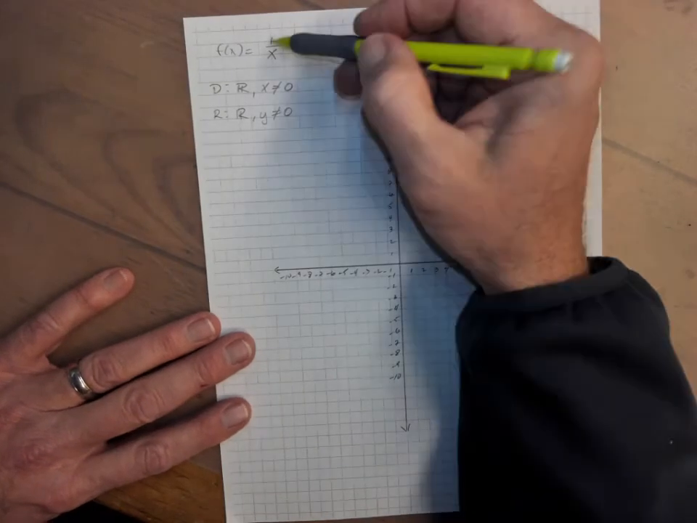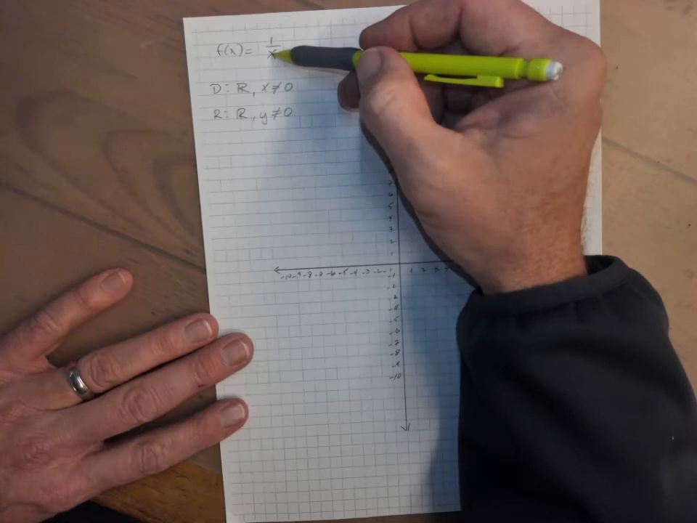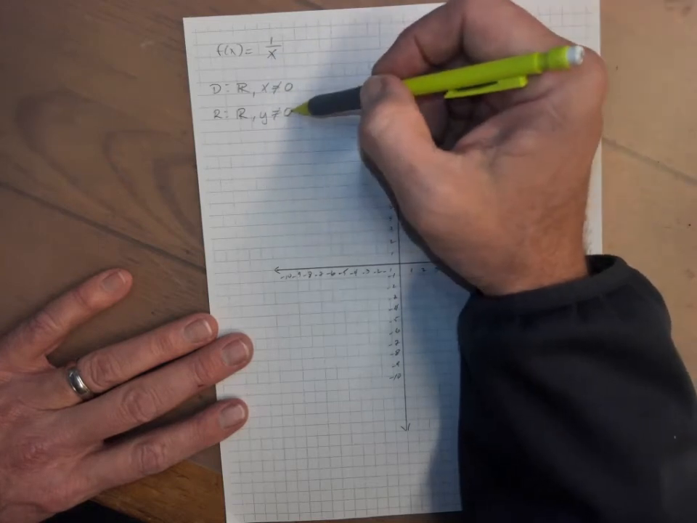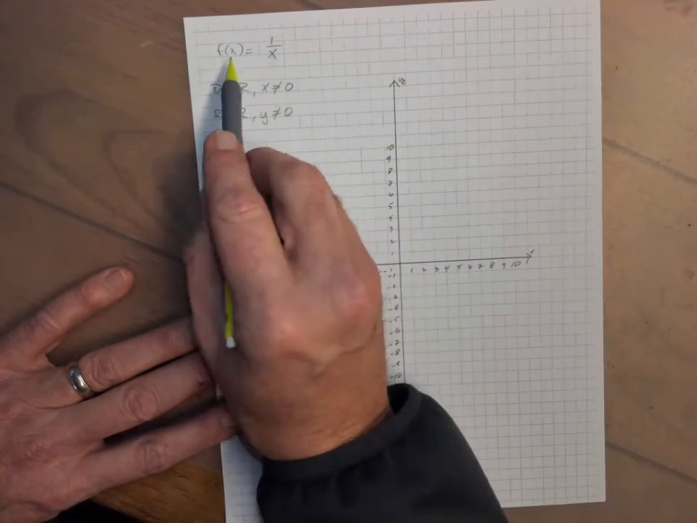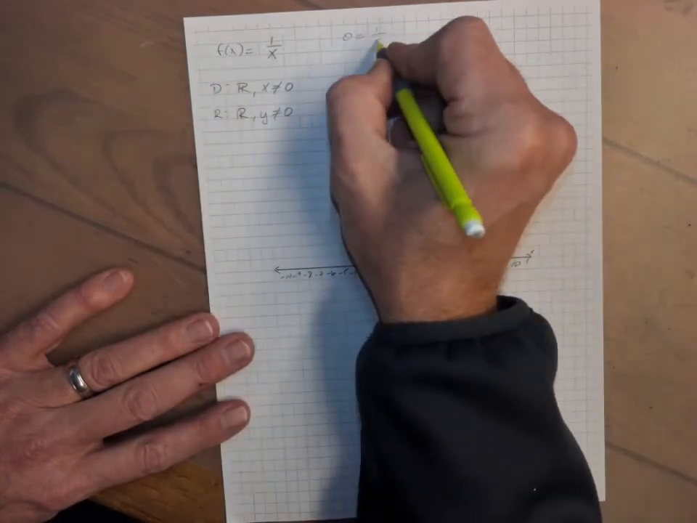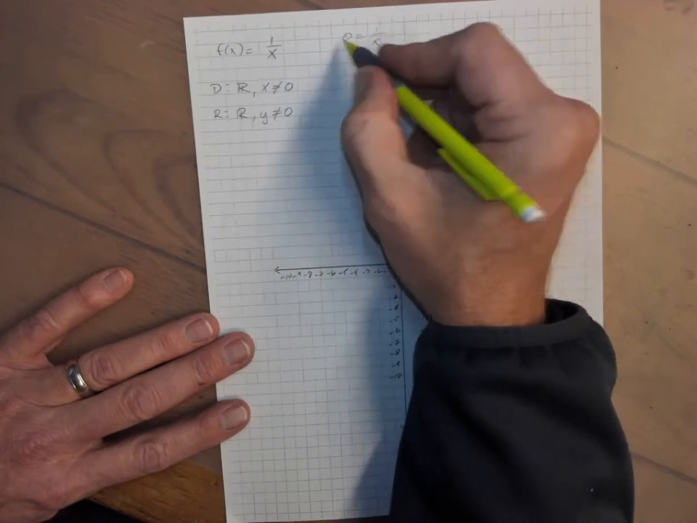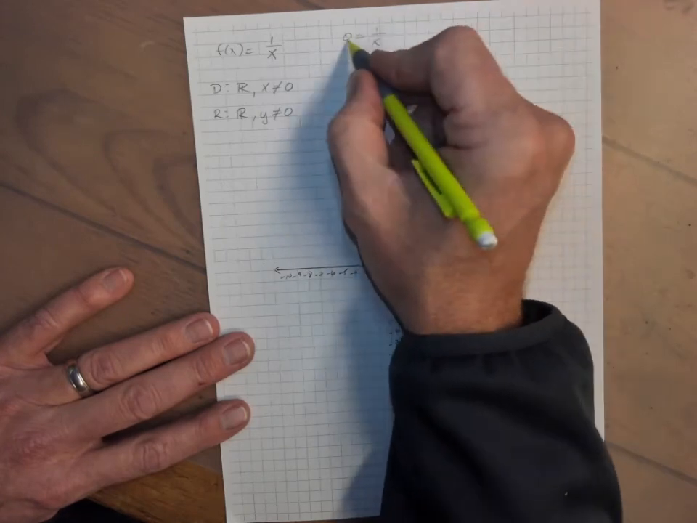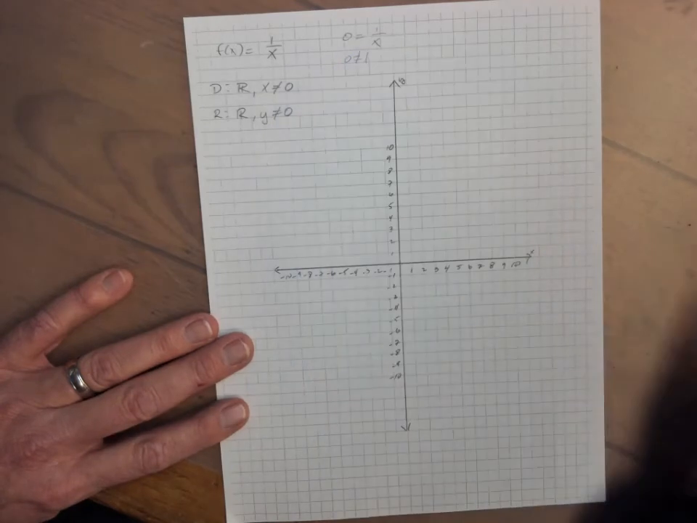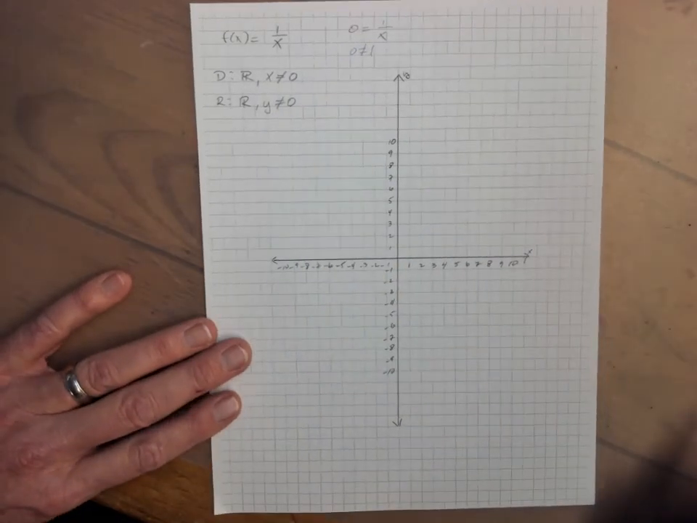Since I'm not allowed to substitute 0 for x, that means I have no y-intercept. And because y does not equal 0, there's no x-intercept, right? If I substitute 0 for f of x here, there is no value I can substitute in the numerator to get 0. If we cross multiply, 0 times x is 0. We get 0 equals 1, which we know is not true. So algebraically, we can support the fact that there is no intercept there.